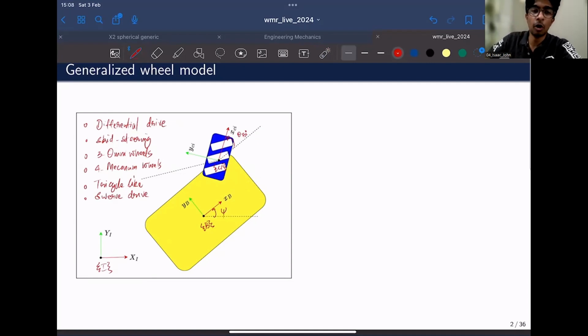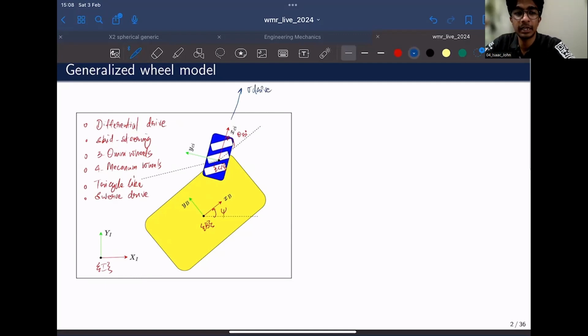So what are the parameters that we have? We basically have a wheel that is driven by a motor. So we have the driven velocity of the wheel as this component over here. We'll call it V drive.